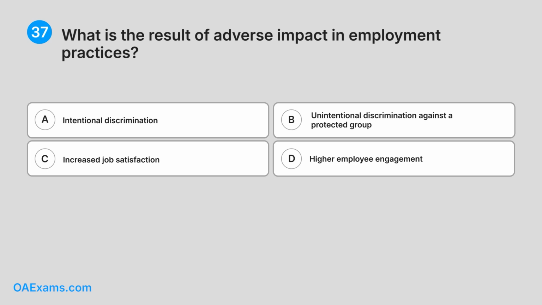37. What is the result of adverse impact in employment practices? A. Intentional discrimination. B. Unintentional discrimination against a protected group. C. Increased job satisfaction. D. Higher employee engagement. What do you think is the answer?